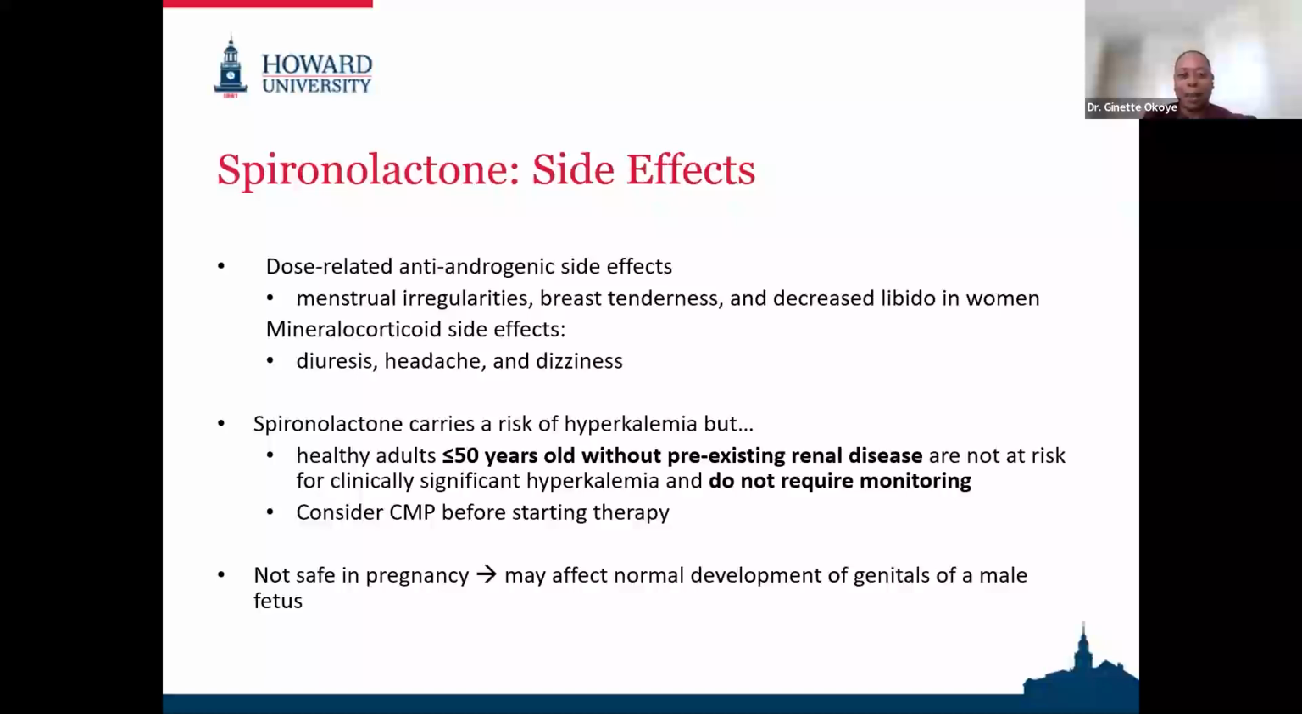They can get some spotting between their periods. It can decrease libido for sure. And then we talk about the fact that it's a diuretic, and so it can cause side effects in that regard. And in the past, when we prescribed spironolactone, we would check people's potassium level pretty often. But again, evidence-based guidelines now say we don't have to do that in healthy adults who are under 50 who do not have renal disease.